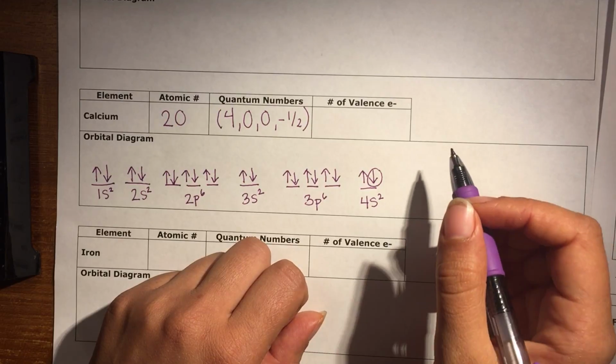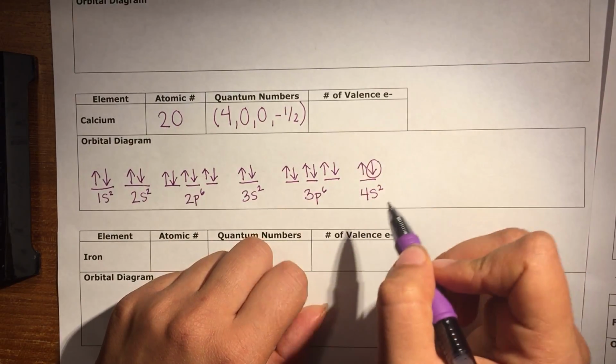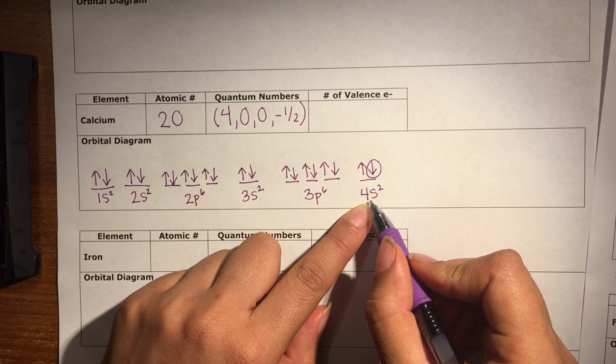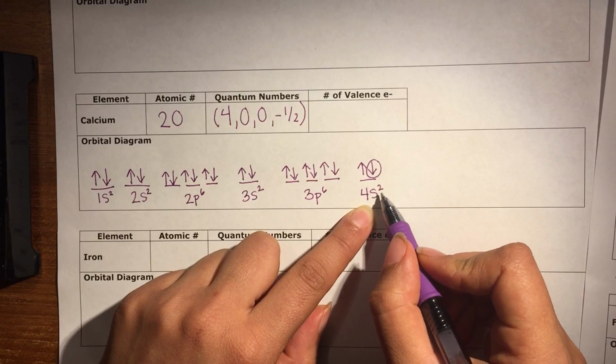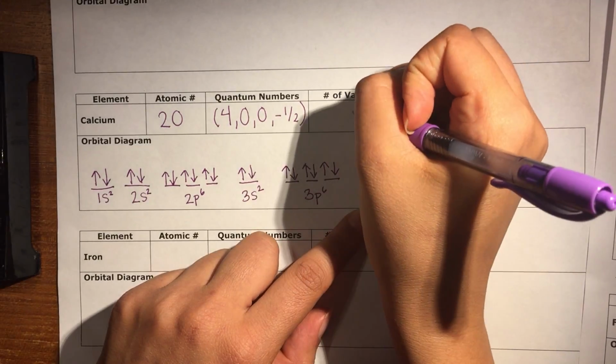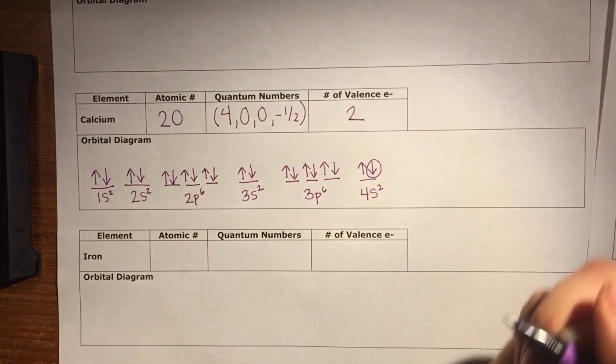Now, if we're looking at valence electrons, our highest energy level out of all of these energy levels is 4. Okay, and this is the only 4 there is. So there's 2 electrons in the 4th, so there's 2 valence electrons.